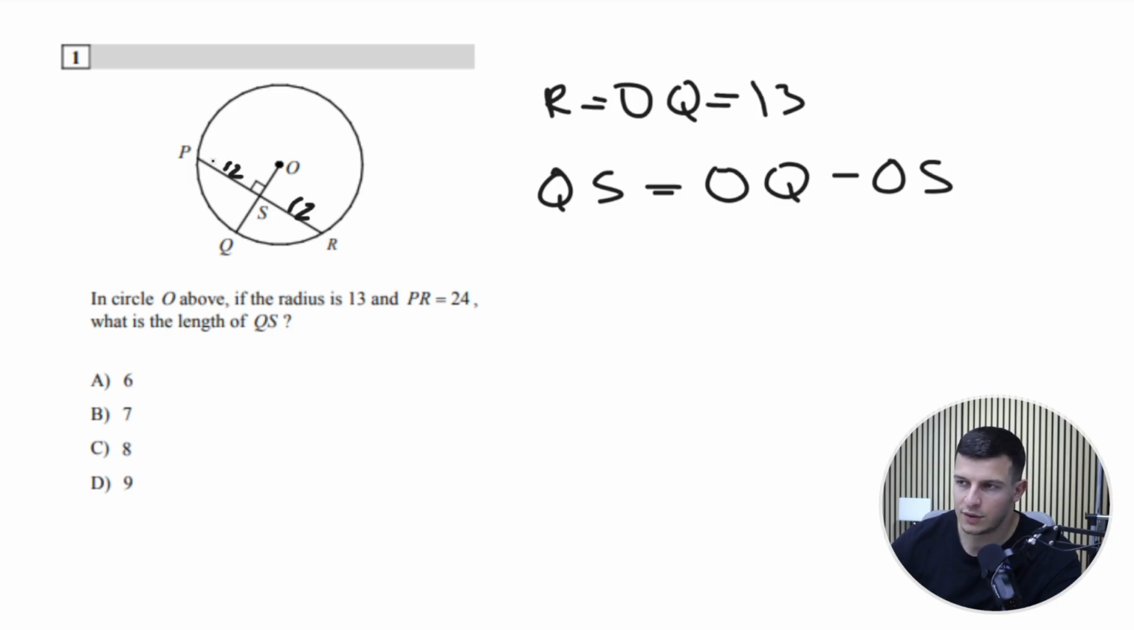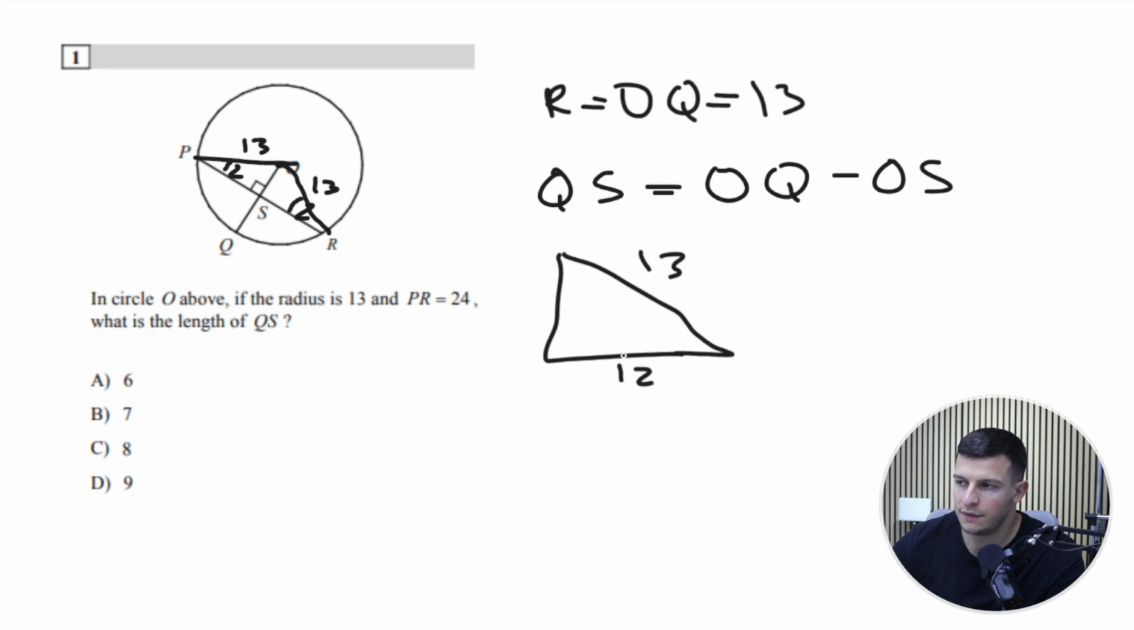Now, what does that give us, you might ask? We can complete it into a triangle, which is usually the case with these types of questions. So we know this is 12. We know this is 13. How do we know? Because this is a radius. So we have a right angle triangle, which has a hypotenuse of 13. One side is 12. What will be the other side?